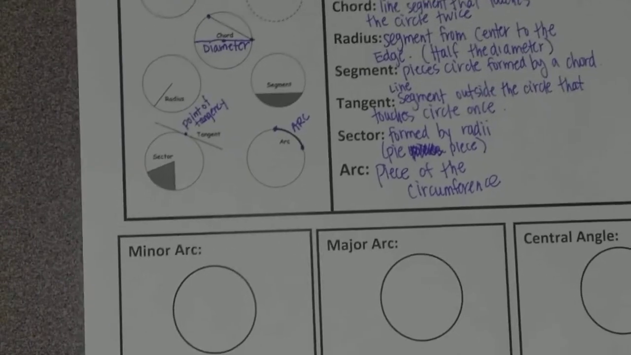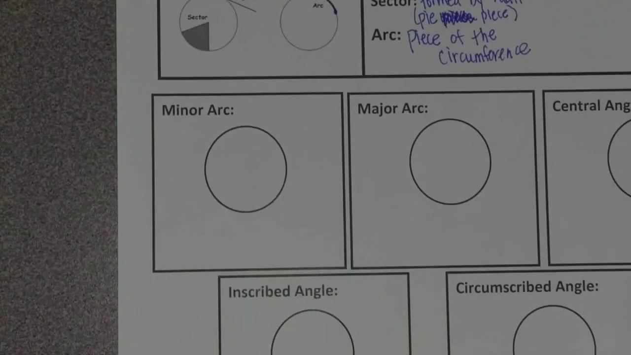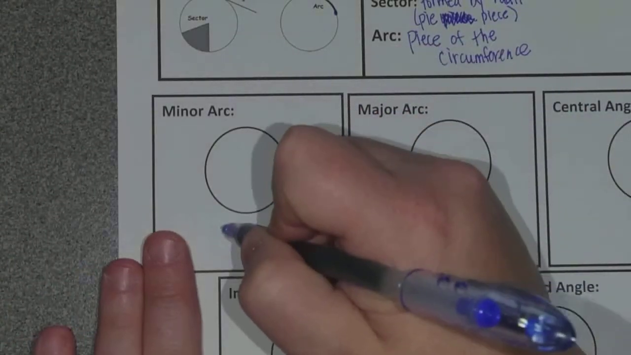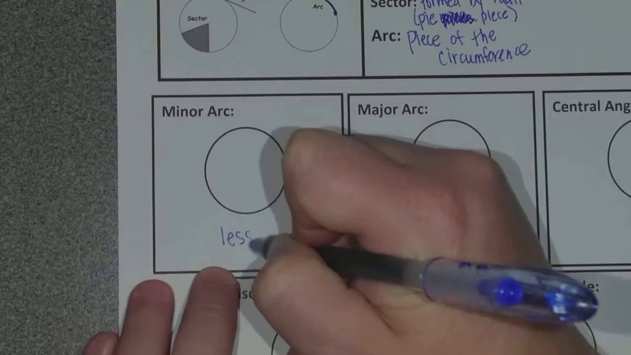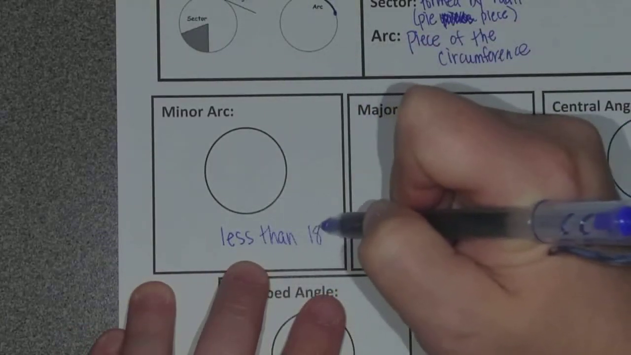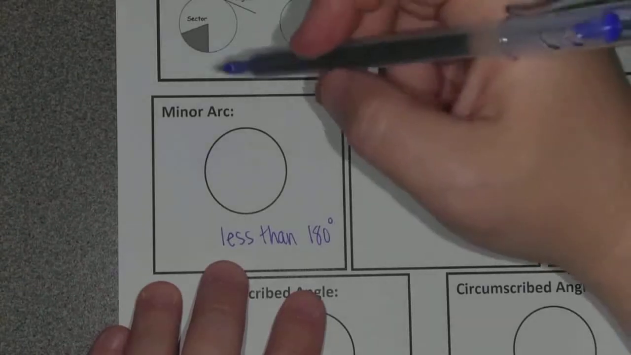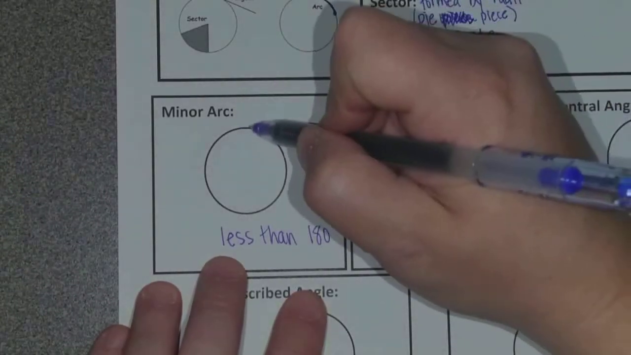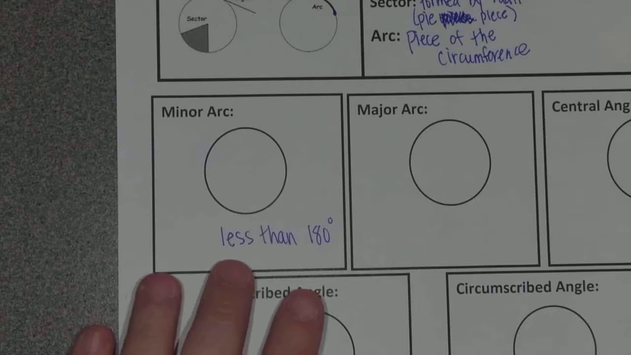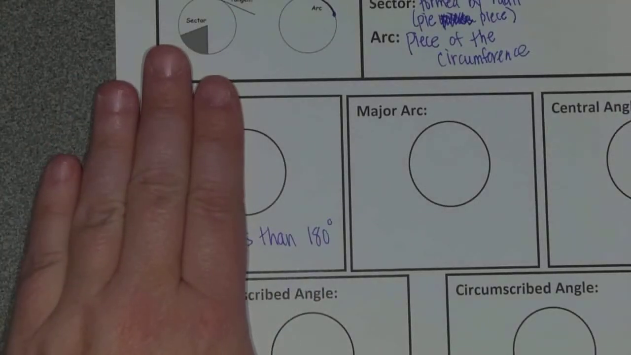Does anybody think they know what a minor arc might be? A smaller one. Okay, how much smaller? Do you have any idea? It's half the size of a major arc, I would believe. Okay, so I'm going to say less than 180 degrees. Anybody remember how many degrees are in a circle? 360. Yeah, so when we're talking about a minor arc, we're talking about an arc that's less than half of the circle. So it has to be less than a semicircle, okay?